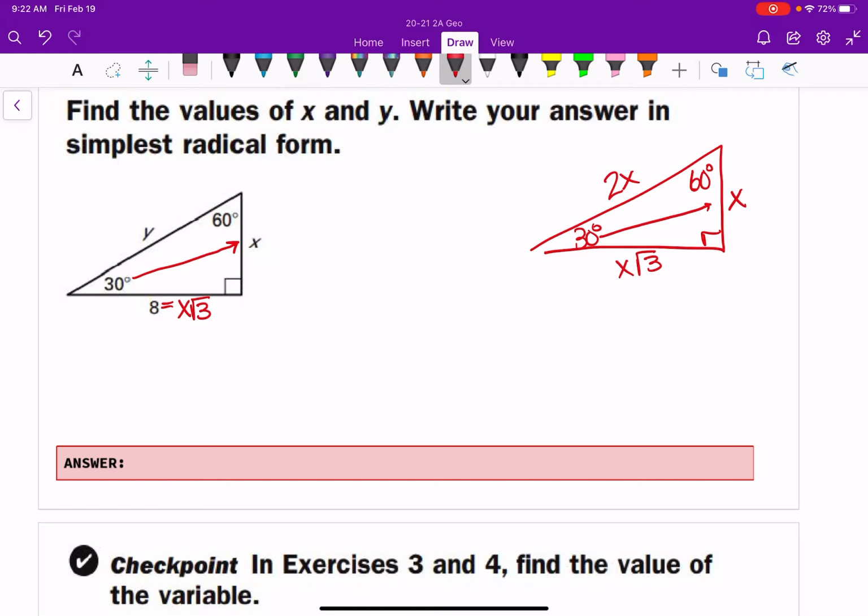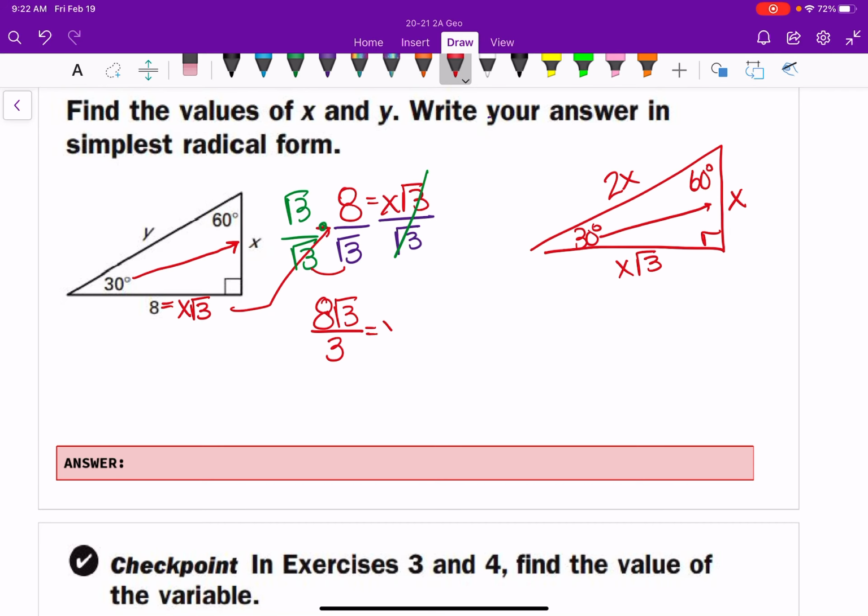So to solve for x, I'm going to solve that equation. I divide by root 3, and remember, we don't want any radicals in the denominator, so I'm going to rationalize. I'm going to multiply by root 3 over root 3. So this works out to be 8 root 3 up top. In my denominator, I get just a regular 3 when we multiply those radicals. So that's going to be our x.